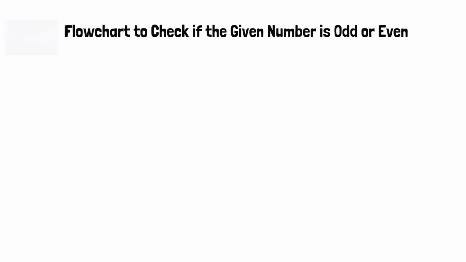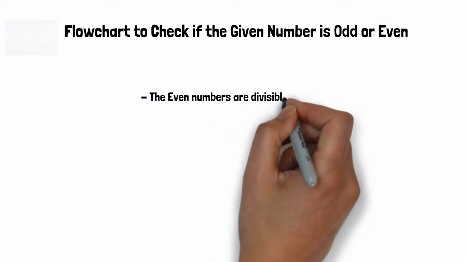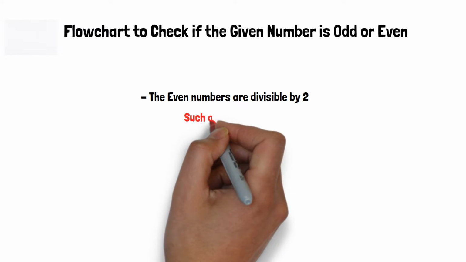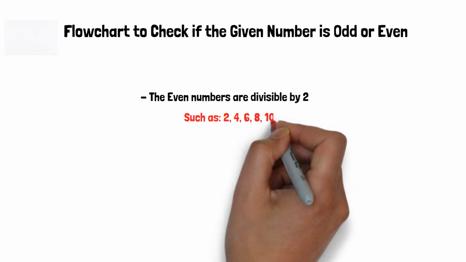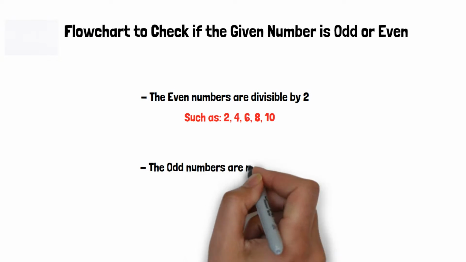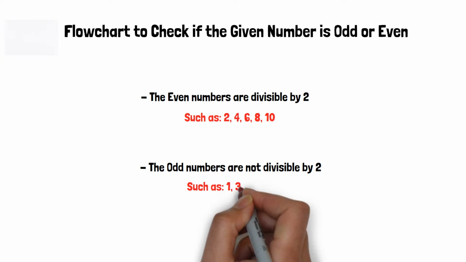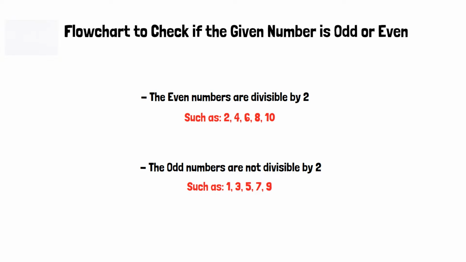In this video, we will create a flowchart to determine if a given number is odd or even. But first, what exactly do even and odd numbers represent? Even numbers are divisible by 2, such as 2, 4, 6, 8, and 10. Odd numbers are those that are not divisible by 2, such as 1, 3, 5, 7, and 9.